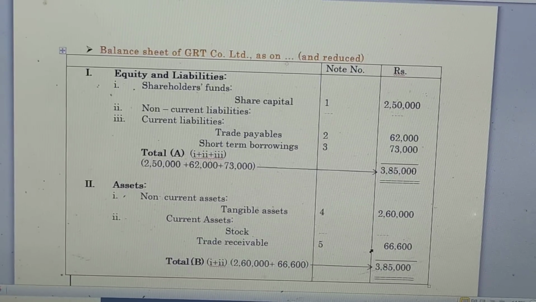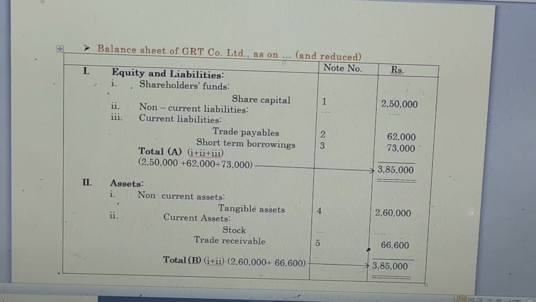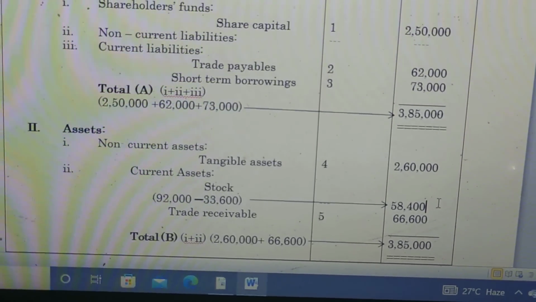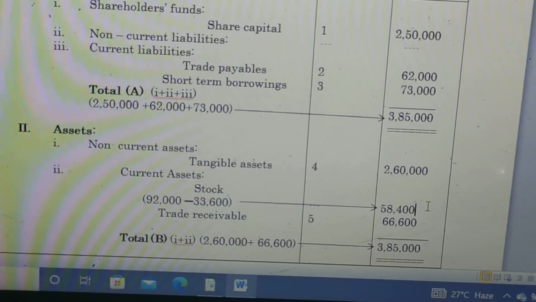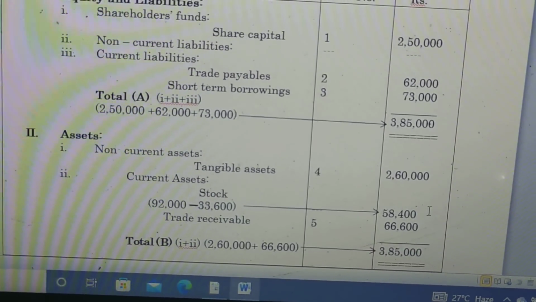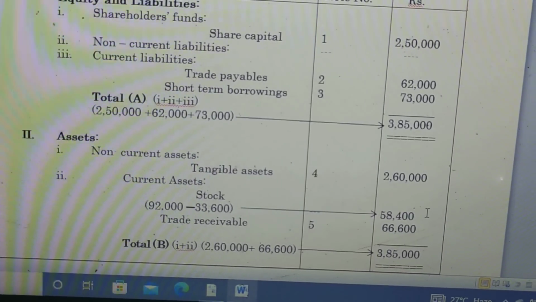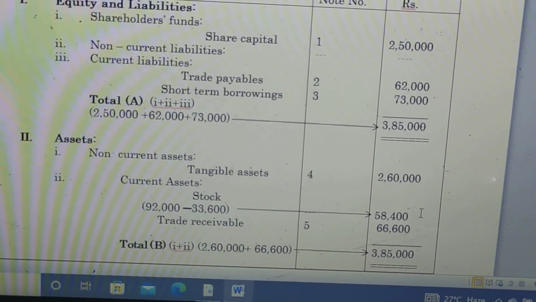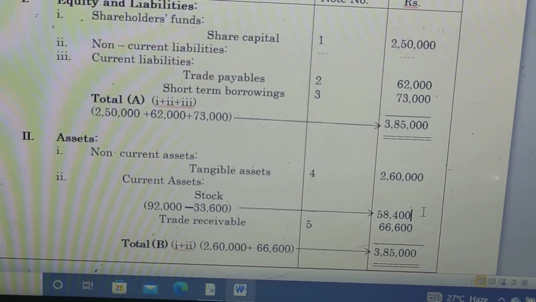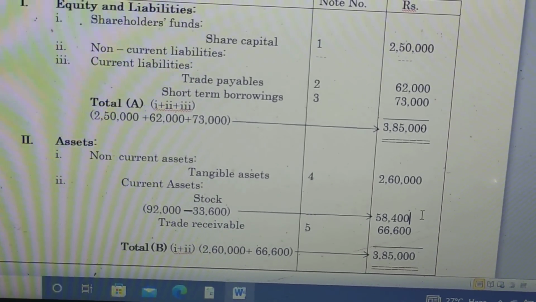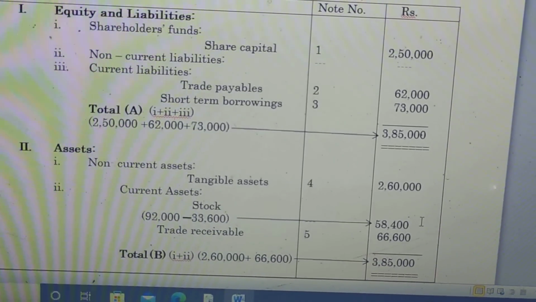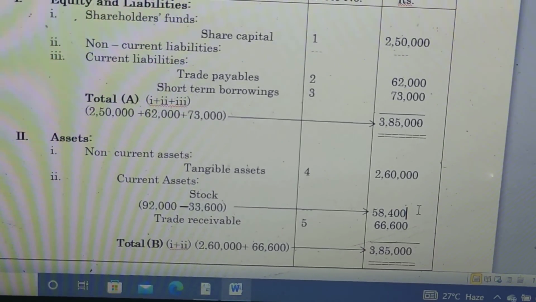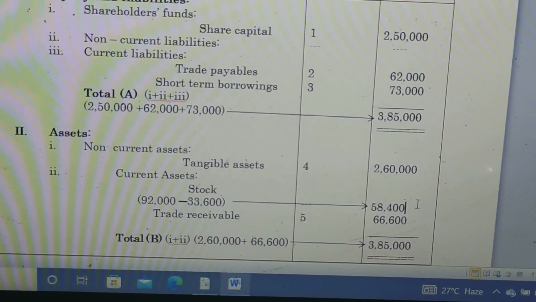Under the current assets we have to mention the stock value. The actual stock value is 92,000, and the stock reduction value is 33,600. So 92,000 minus 33,600, the left value of stock is 58,400. And the trade receivable, that is note number 5's heading, and 5 will be mentioned in the note number column, and note number 5's total is 66,600. So the total value is 3,85,000. That is the total assets value. That's all.